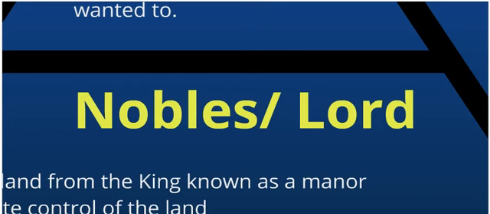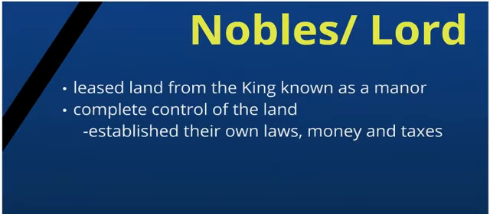So the people that the king gave his land to were known as nobles and lords. Now the king gave them their land, and this land eventually becomes known as the manor. They had complete control of their land. They could establish their own laws, could raise their own taxes. They had all control of the land that was given to them by the king.